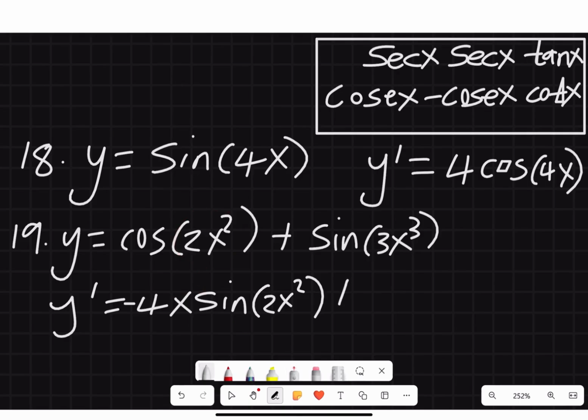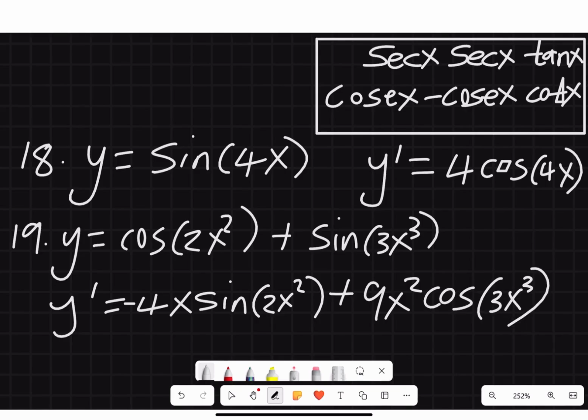So we're going to have plus the derivative of this angle, it's 9x squared. So we have 9x squared multiplied by the derivative of sine, which is cos. So the derivative of sine is cosine, which is 3x cubed. All right, now let's do the last one, number 20.